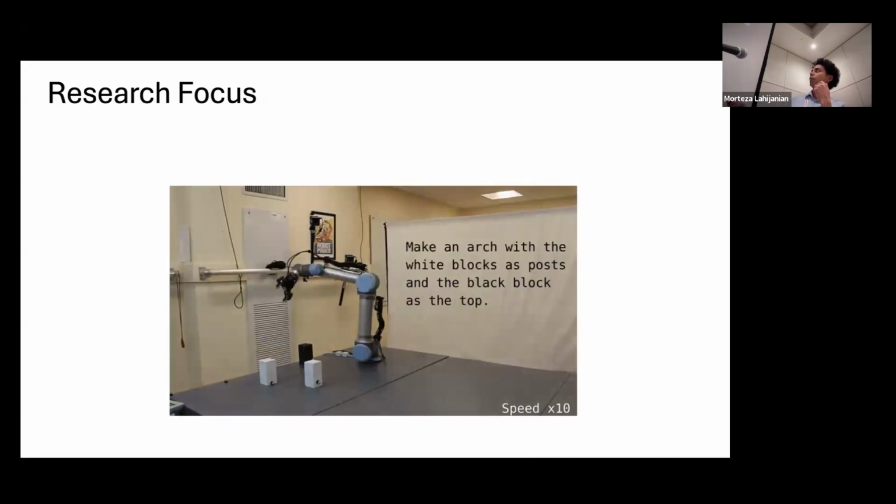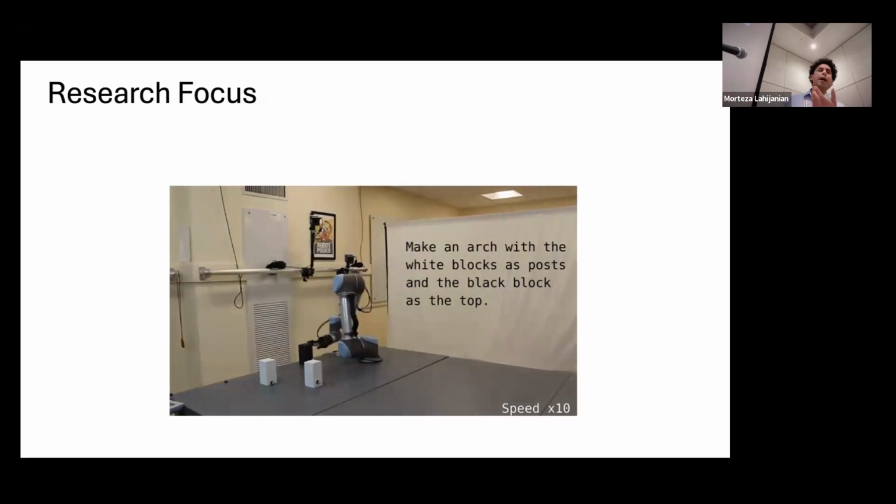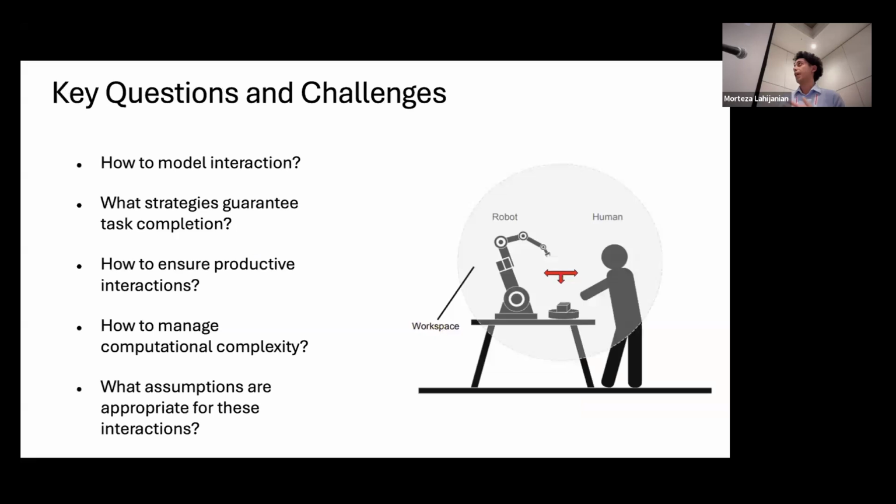Here's a demo of what we are considering. There are a bunch of objects. We have a robot. In this task, the robot has to construct an arch with 2 white columns and a black piece on top. And the human keeps interrupting, and it goes on and on. So what should be the strategy of the robot to complete the task?